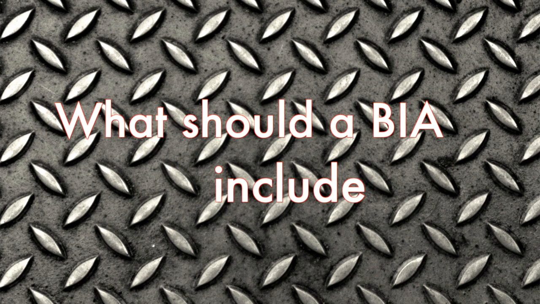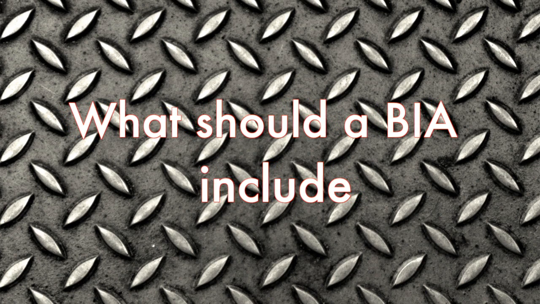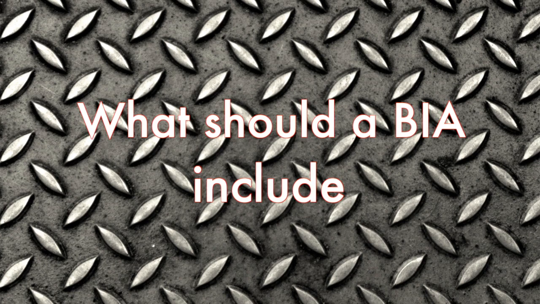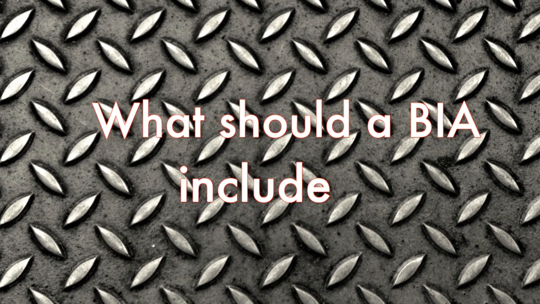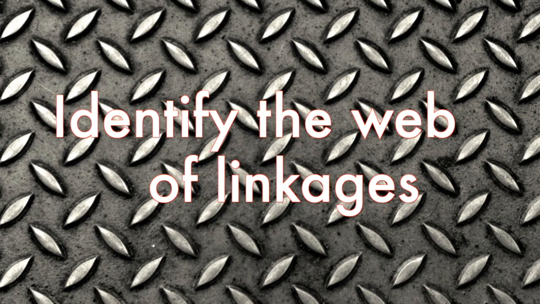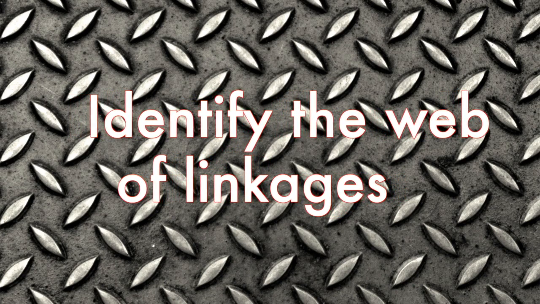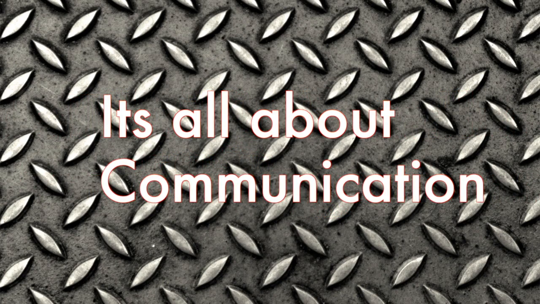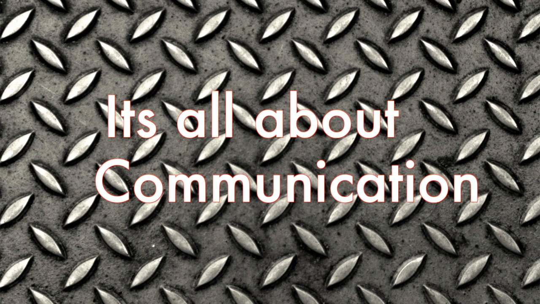At the very least, the BIA should contain a comprehensive catalogue of business and support functions within the organisation, some description of those functions, lists of critical systems and other resources involved in maintaining them, and a spider web of dependency and support relationships between the surveyed business functions. So how do you get this information? The answer is communication, communication, communication.